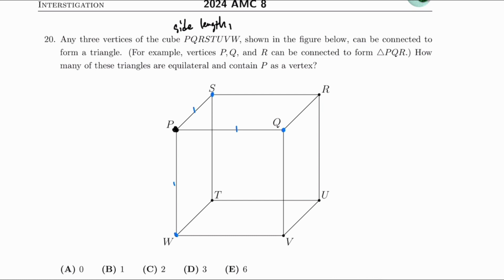When connecting to R, V, or T, the length is going to be square root of 2 by Pythagorean theorem. Or if we were to connect to U, the length is going to be square root of 3. And clearly we cannot have a square root of 3 because that does not work as the side length.